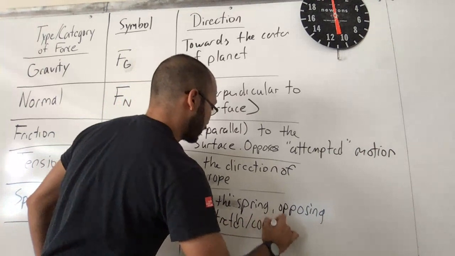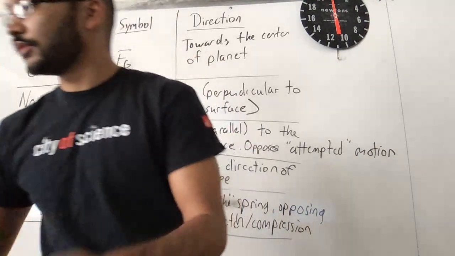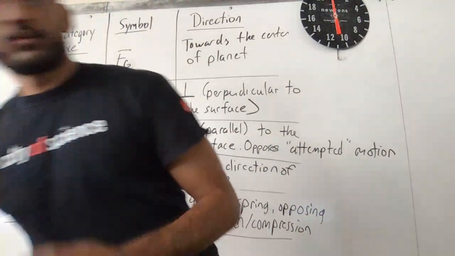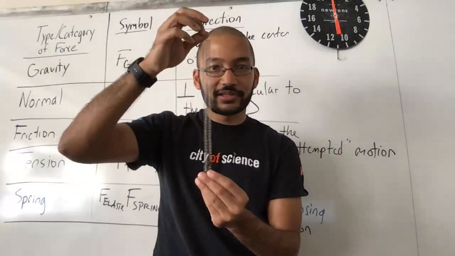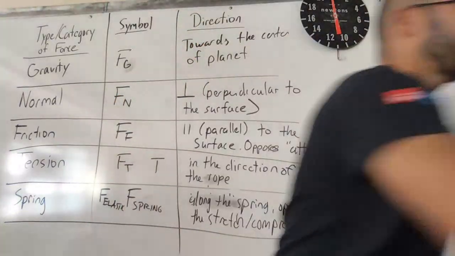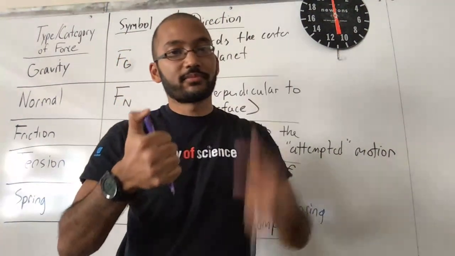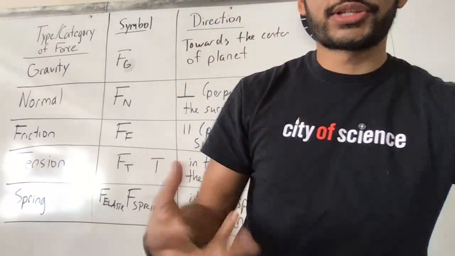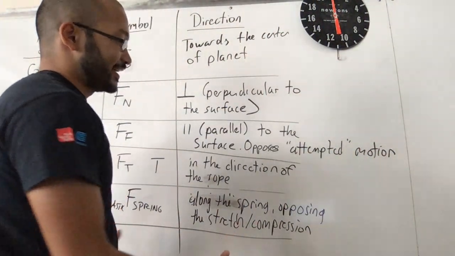or compression. So what do I mean by that? When I exert a force down, the spring pulls up. And in your ballpoint pen, if you compress the spring down, it's going to push back. So it sort of opposes the change, whether you're compressing it or stretching it. Those are the types of forces that we'll be dealing with mostly.